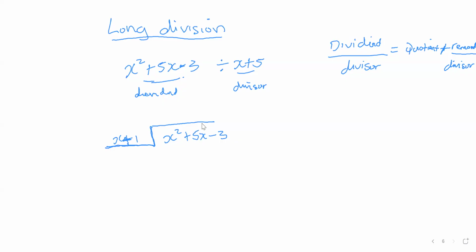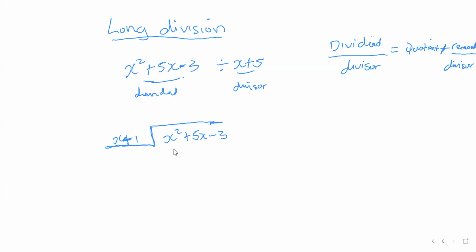The procedure is as follows. You take the first term in your dividend divided by the first term in your divisor and put your answer there in the quotient space. Then you take that quotient times each term in the divisor, put the answer of that multiplication underneath the dividend, then subtract your answer from your dividend. You keep repeating this process until you can no longer divide.